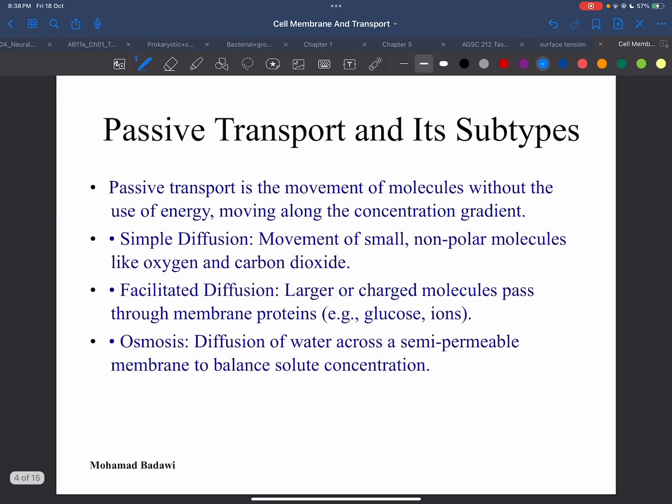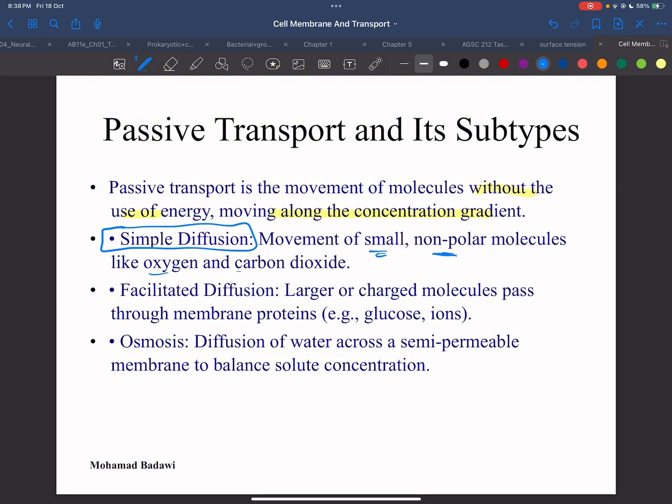Now let's look at passive transport. As we said, it's a movement of molecules without the use of energy and along a concentration gradient. Now let's first look at the first subtype of passive transport, which is simple diffusion. Now, what happens in simple diffusion? It's usually movement of small, of course, non-polar molecules. Why non-polar molecules? Because of the hydrophobic region we talked about in the cell membrane.